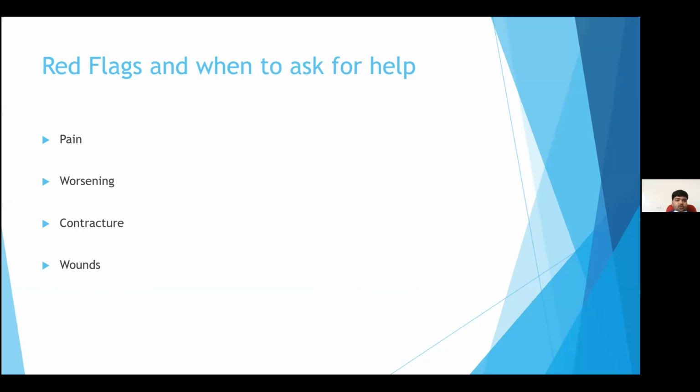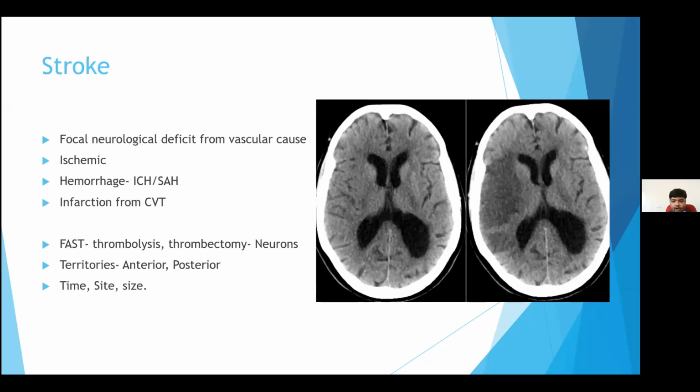Next, we move on to stroke, very divergent, moving from LMN to UMN. And there is only so much we can cover in our lives and in this session. So I'll try to be as brief and succinct as possible here. So what is a stroke? It is a focal neurological deficit from a vascular cause.